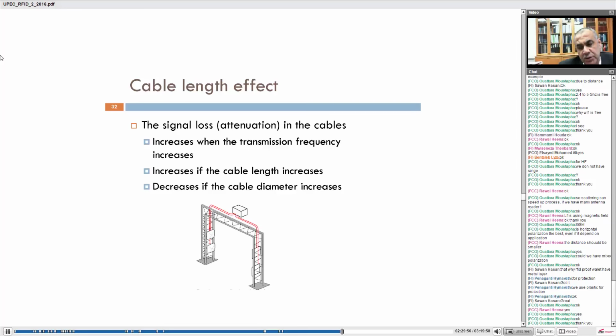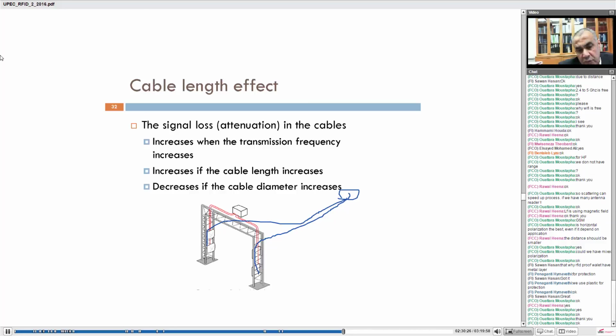Okay, the cable length effect. When you are using a long cable, it's not good. Remember the loss. When you increase the length of the cable, you increase your loss. So it's very important to use the minimum length of cables between the antennas and the reader.